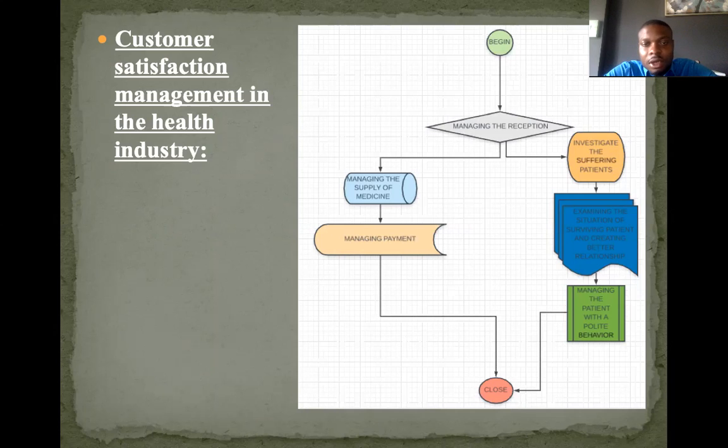The next one deals with examining the situation of suffering patients and creating a better relationship with the patient. So I've investigated the patient, just observed from the diagnosis and the symptoms to see what exactly is wrong with the patient. Now I'm examining the situation to see, don't worry, everything's gonna be fine. I know you're sick right now, but I'll try as much as possible to create a good relationship, and then I will manage the patient with polite behavior.